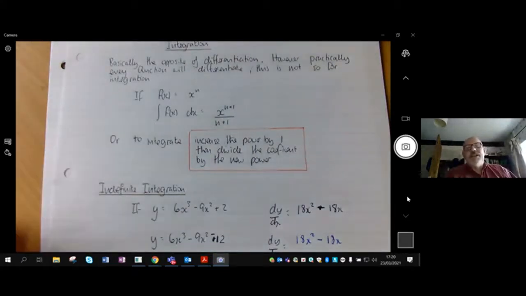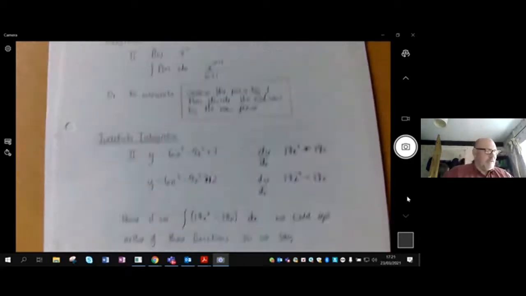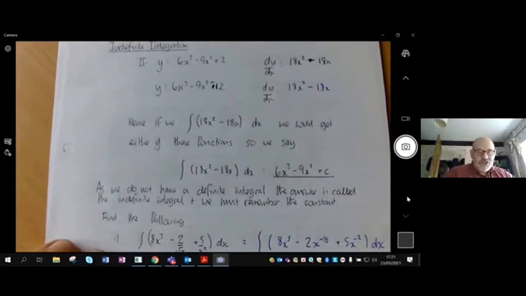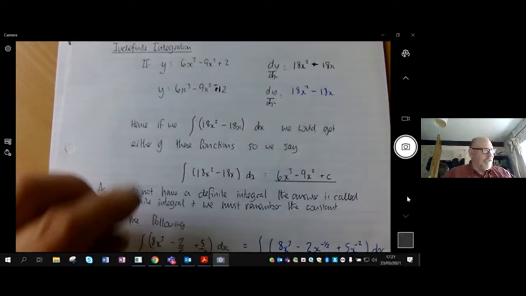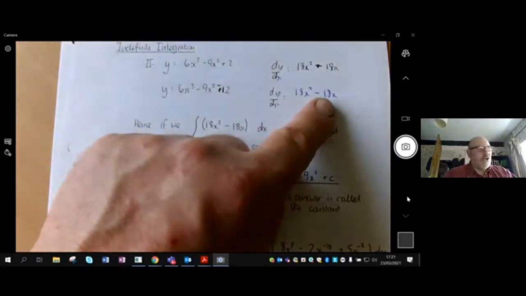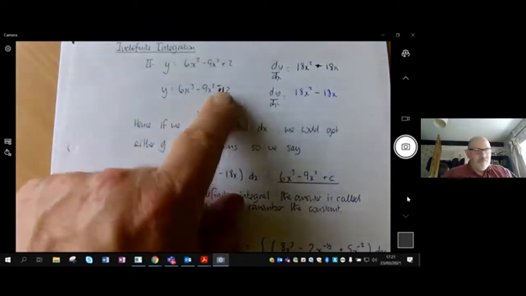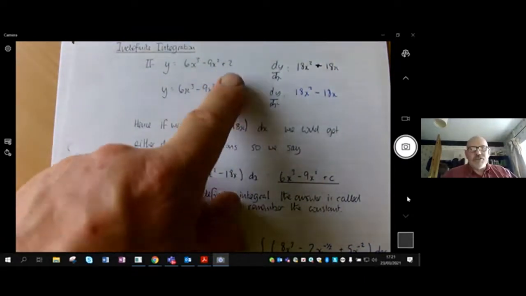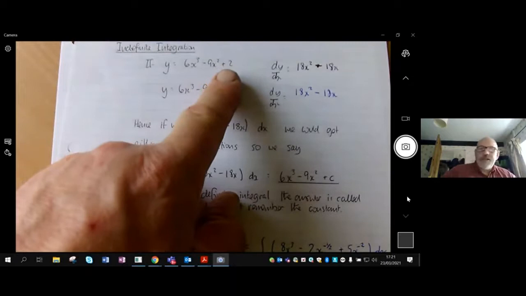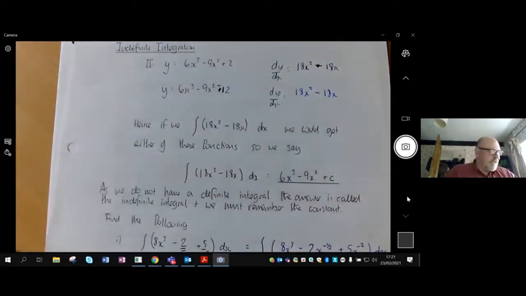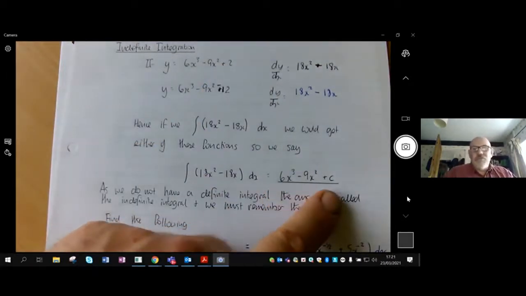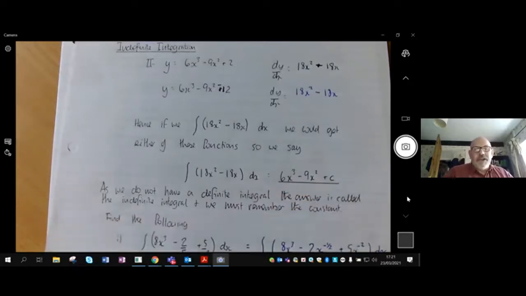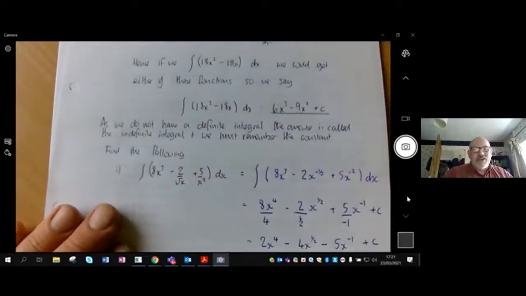The order's important. Increase the power by one, divide the coefficient by the new power. And then we talked about how there's got to be a constant, because both of those two things differentiate to the same thing. So if you integrate it, you might have either of those numbers and you don't know which one. So we integrate and get the constant. Now, usually something else will be given in the question, which will enable you to find the constant.